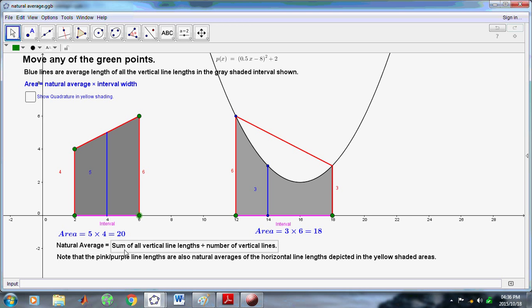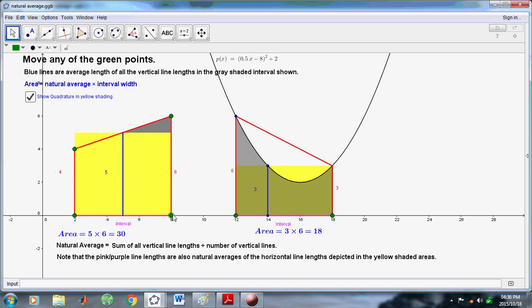In other words, the natural average is the sum of all the vertical line lengths divided by the number of vertical lines. And we can show the quadrature in yellow. If you took the gray area over there and squashed this triangular part down, you'd end up with a plane number, which is 5 times 6. Similarly here, if you squashed this gray area down into this little dip, you'd end up with a plane number, which is 3 times 6.